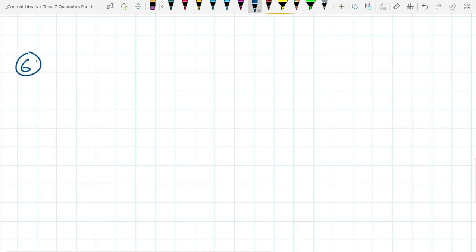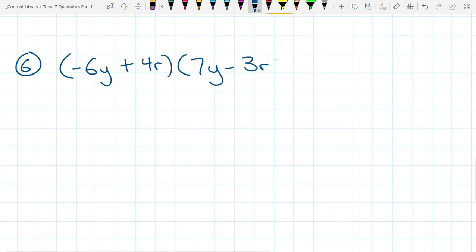On to number 6. Same thing, just we made the numbers a little bit bigger. We added some more variables. So you have -6y plus 4r times 7y minus 3r. This time I'm not going to use the box. I'll do the double distributive property.